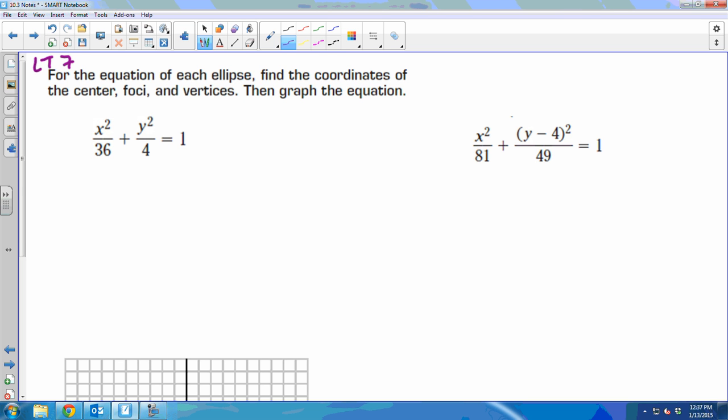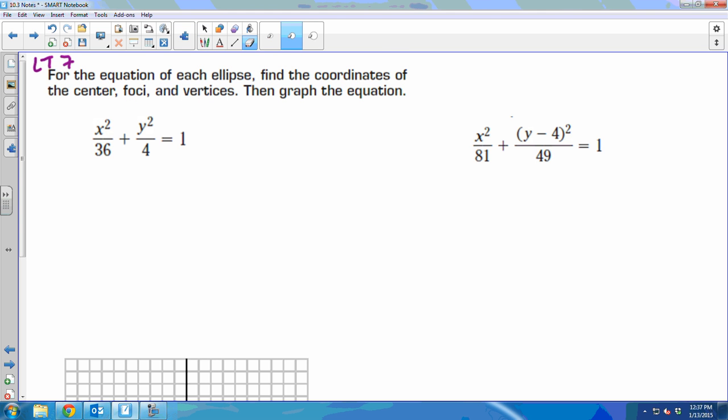So for each of these, it says, for the equation of each ellipse, find the coordinates of the center, the foci, and the vertices. That's all on that note sheet. You're going to have to get used to not using that note sheet, though, because on the red sheet, not all that stuff is given. So you got to make sure you know what you're talking about.